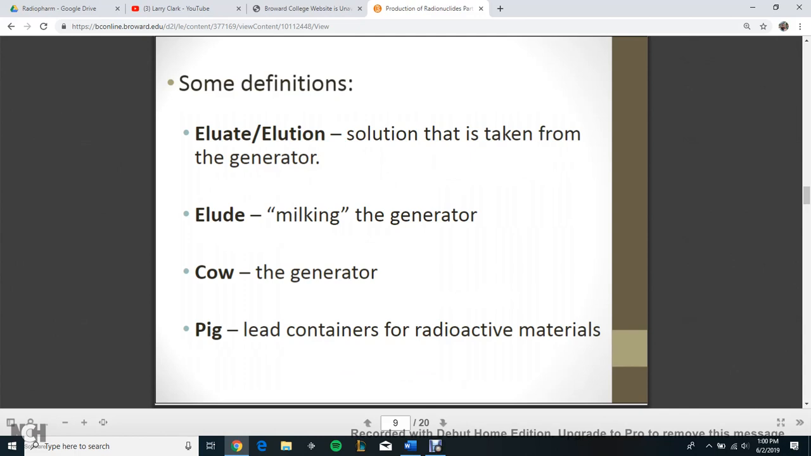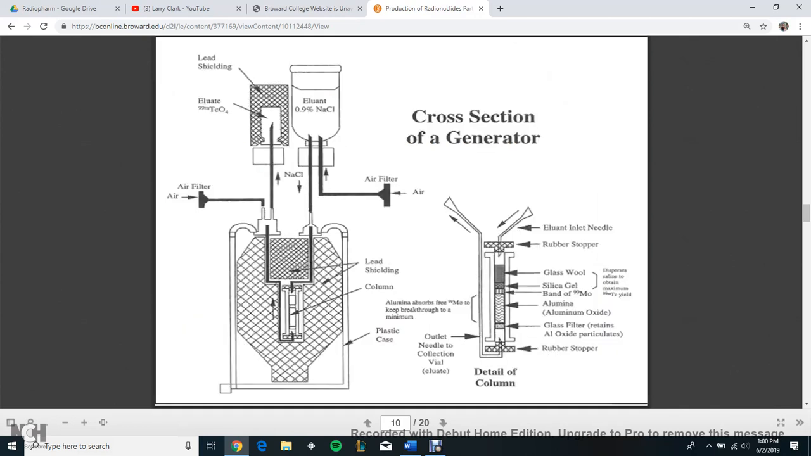Definitions. The eluate or elution is the solution that is taken from the generator. Eluting means milking the generator. Cow is the generator. Pig is the lead container for radioactive materials. The cross-section of a generator. Here we pretty much see the same thing, just from the other side, and we get a little more detail of the column on the right-hand side.